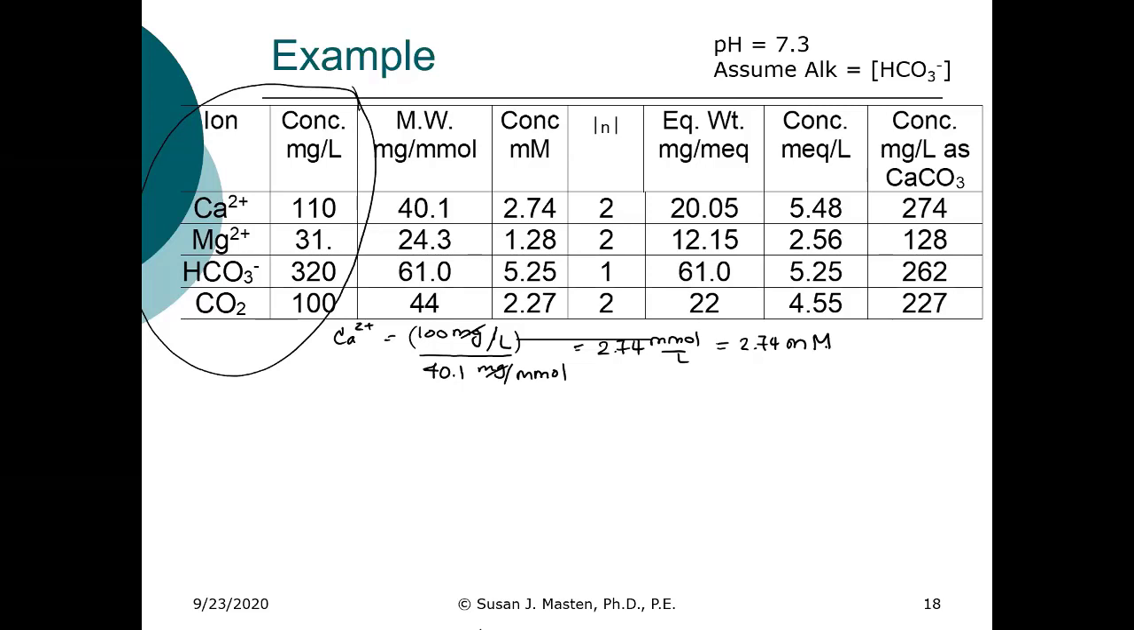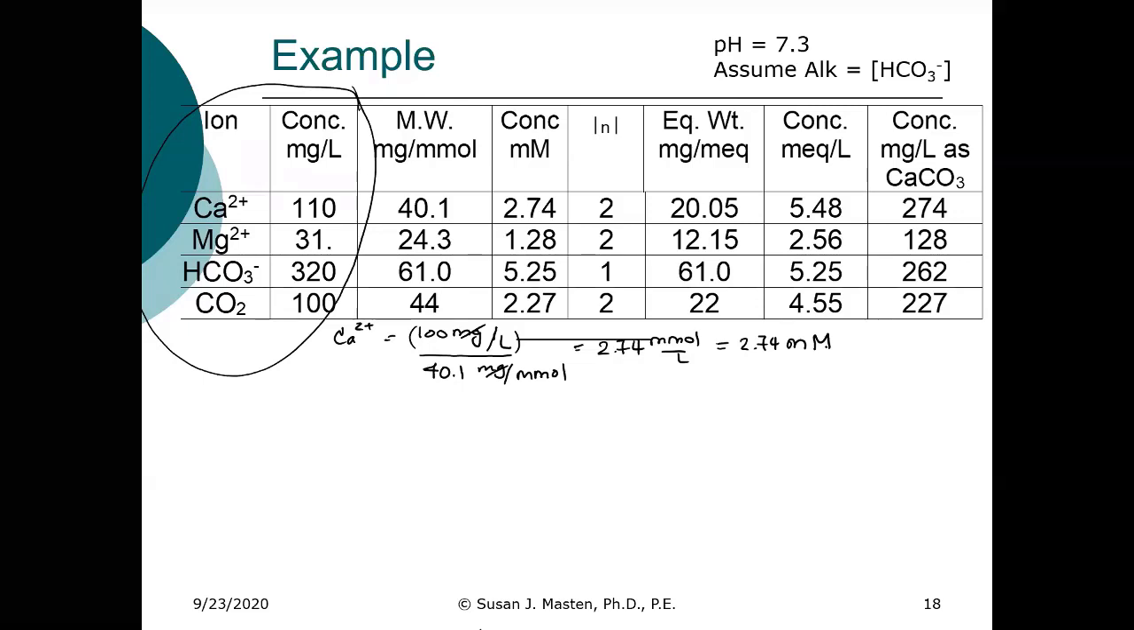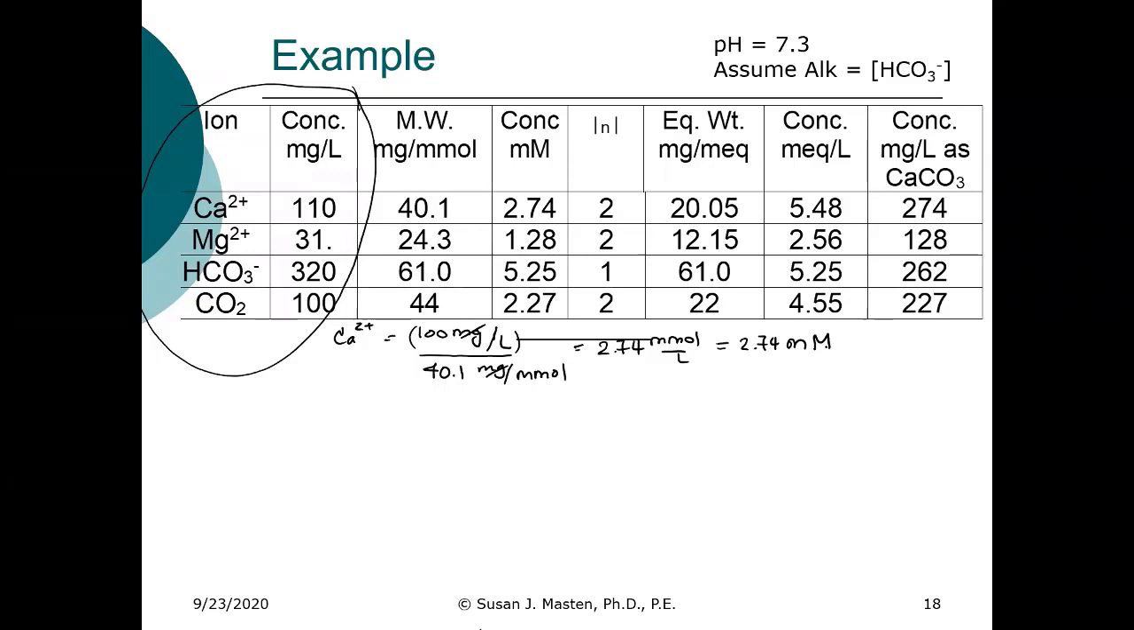So we do the same calculations for magnesium, bicarbonate, and CO2. The next thing we need to do is determine the number of equivalents. As I've mentioned before, the number of equivalents will typically be the charge on the species. So for calcium, it's easy to see, it's 2. For magnesium, it's 2. For bicarbonate, it's 1. And what about that CO2? Remember, CO2 reacts in water to form carbonic acid. Carbonic acid can donate 2 protons, so N is equal to 2. So you'll always use a 2 for CO2. And those of you in 481, it's the same thing there.